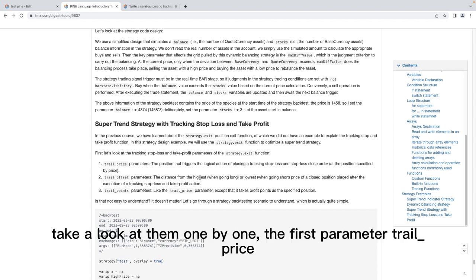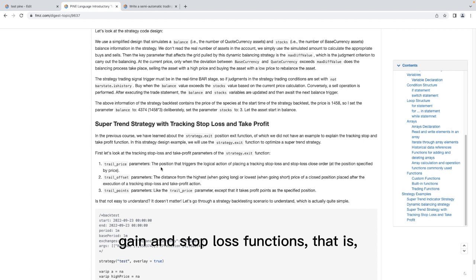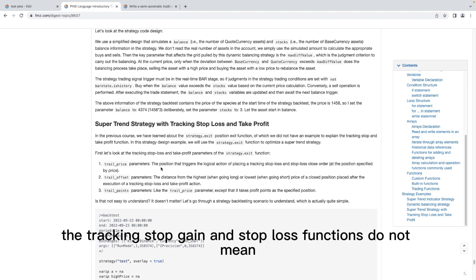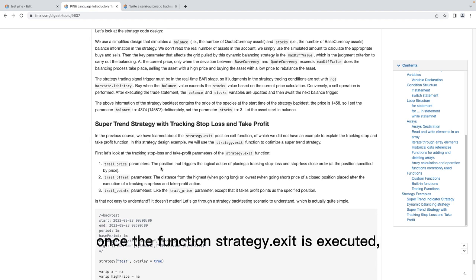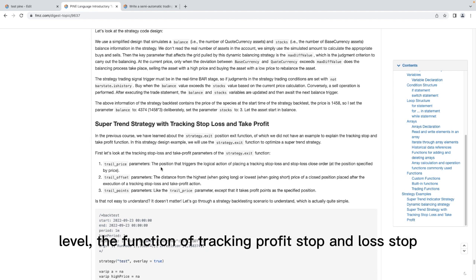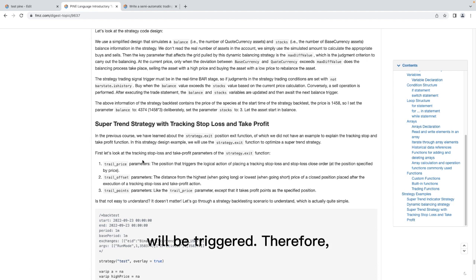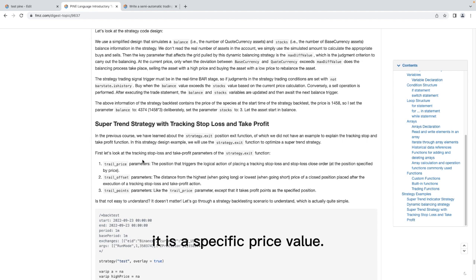We can take a look at them one by one. The first parameter, trail price, is used to set the price triggered by the tracking stop gain and stop loss functions. That is, the tracking stop gain and stop loss functions do not mean once the function strategy.exit is executed, it starts immediately. It needs to be triggered, that is, when the price reaches this level, the function of tracking profit stop and loss stop will be triggered. Therefore, this parameter is used to set the trigger price. It is a specific price value.